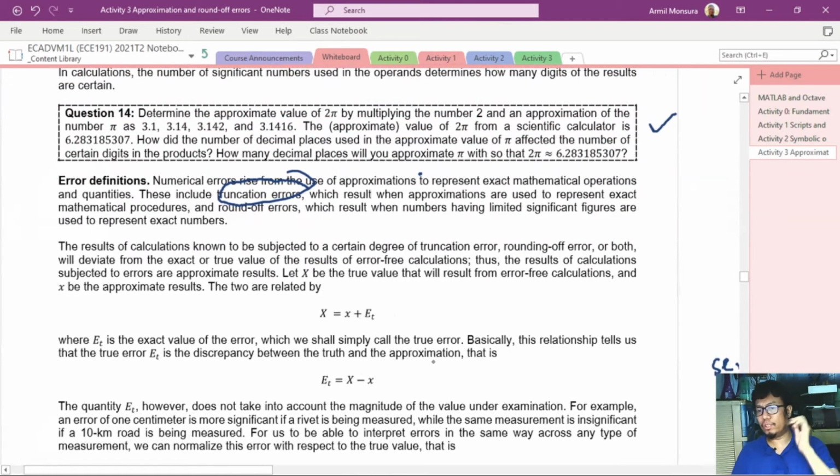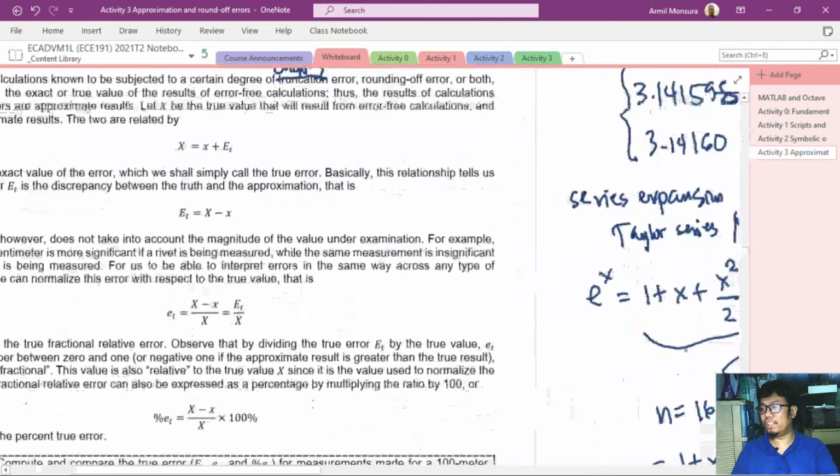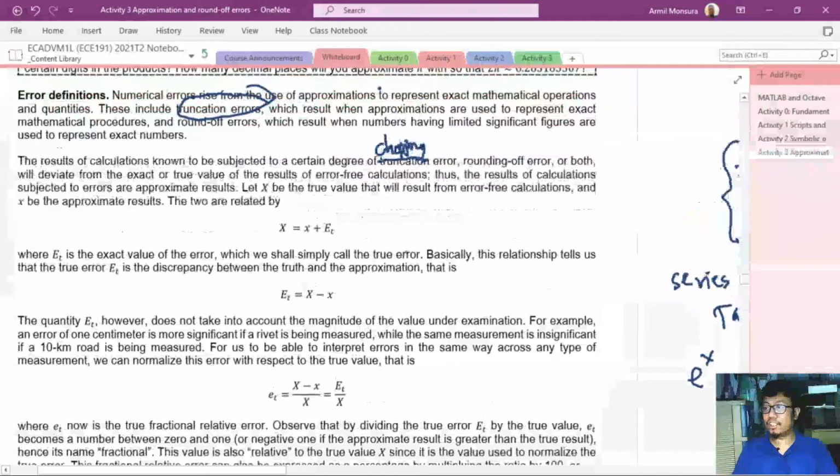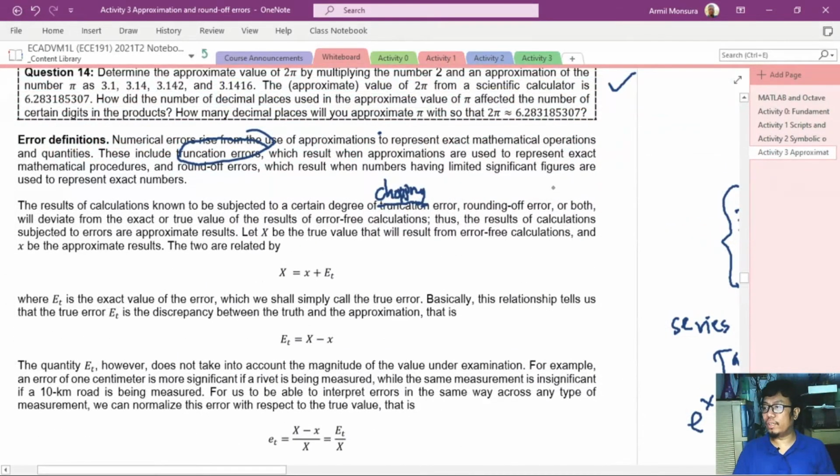Since we're dealing with the errors on numbers, the results of calculations are known to be subjected to a certain degree of truncation error, rounding off error. Hindi to truncation error, this is chopping error. Or basically kahit naman sa truncation error, in terms of this context, pwede natin siya isama din dito. Chopping error, rounding off error, or truncation error, or all of them will deviate from the exact or true value of the results of the error-free calculations.